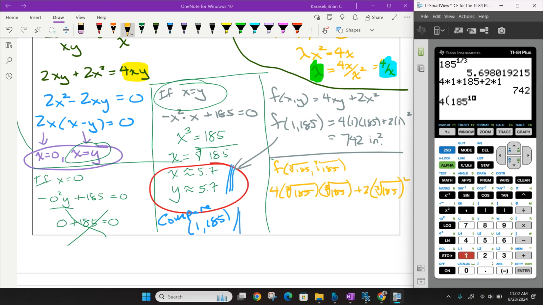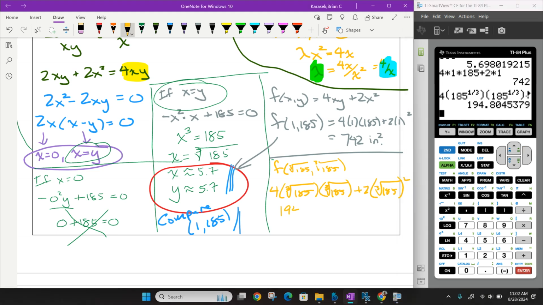185 raised to the 1/3. And that'll work. And then times another 185 raised to the 1/3. Oops, that parentheses is in the wrong place. And then plus 2 times the quantity 185 raised to the 1/3, but then I need to square that. And when I do that, I get approximately 194.8. And remember, this is surface area, so these are inches squared.